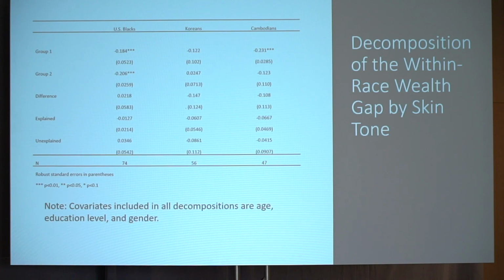All right. So here are the results of these decompositions for net worth. So for US Blacks, we find a wealth gap of about 0.02 standard deviations, with lighter complexion individuals having higher net worth than their darker complexion counterparts. However, this wealth gap is not statistically significant. And we find similar results for Koreans and Cambodians, but those results are also not statistically significant.